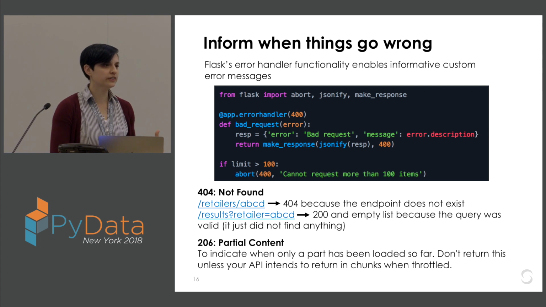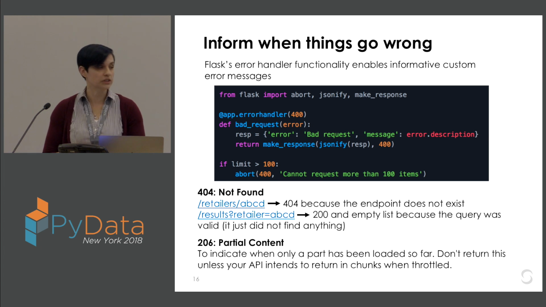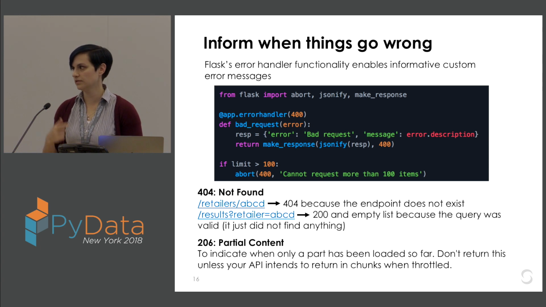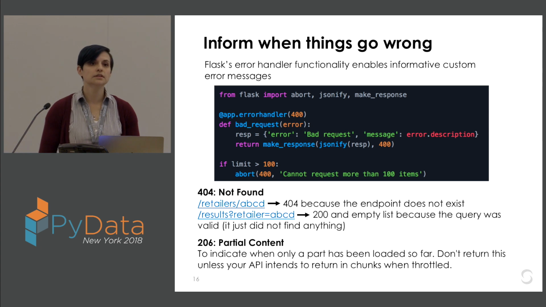Whereas a 206 partial content is also something a data scientist probably is never going to use. That's only to indicate when only a part of the response has been returned, and it's only to use when your API intends to return data in chunks when throttled.